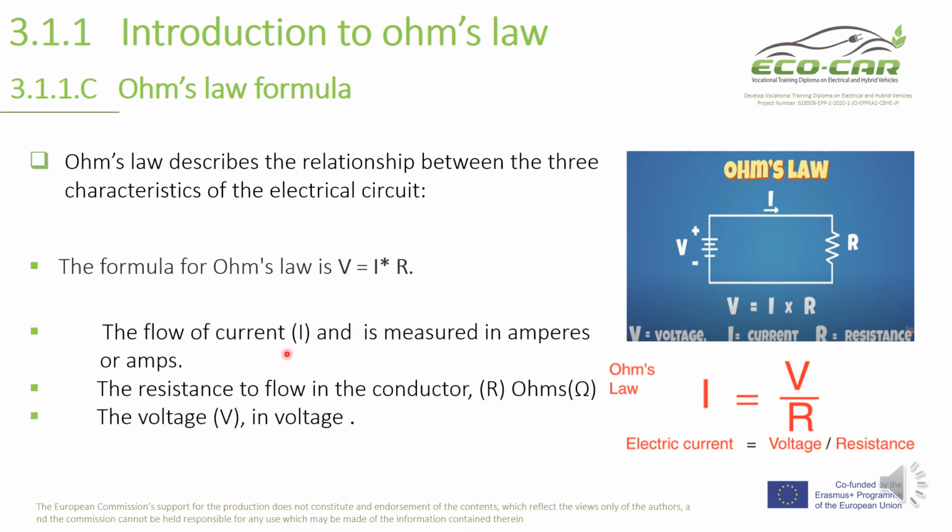The flow of current I is measured in amperes. So the current is measured in amperes, and the resistance to flow in the conductor is measured in ohms. The unit of the resistance is ohms, and the unit for the voltage is volts.